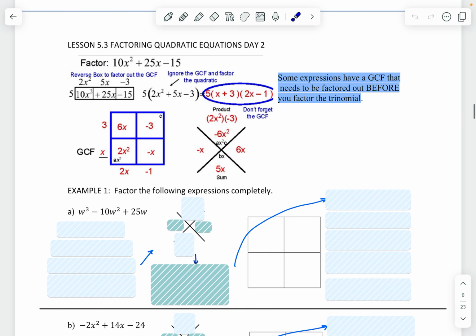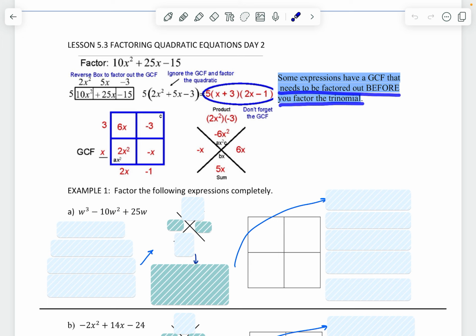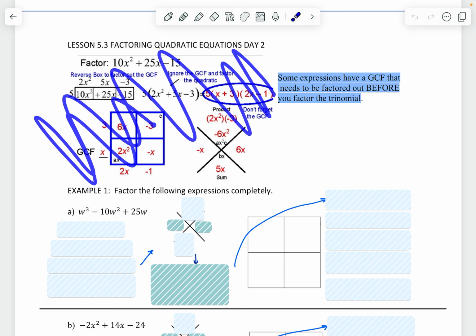Today, we are just adding one layer to that. Some expressions, some functions, are going to have a GCF, greatest common factor. That greatest common factor needs to be factored out before we factor the trinomial. We're going to see what that looks like. You can kind of avoid this picture up here. It's kind of a mess of a picture.